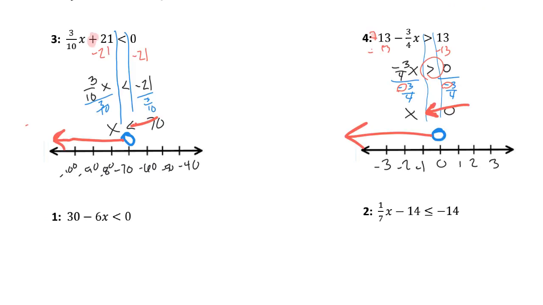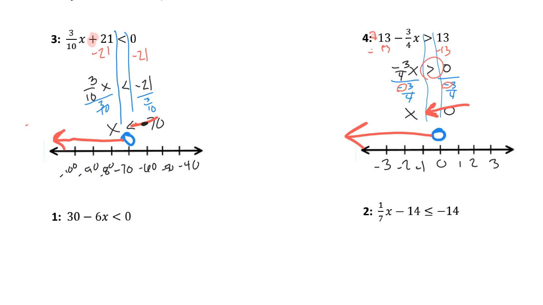Okay, so looking at example 3, you had to subtract 21 on both sides. Then you had 3/10 x is less than negative 21. Divide both sides by 3/10. I would have just thrown that in the calculator. And you get x is less than negative 70. Sorry, that should be a negative, but I drew over that. So it's a negative 70.